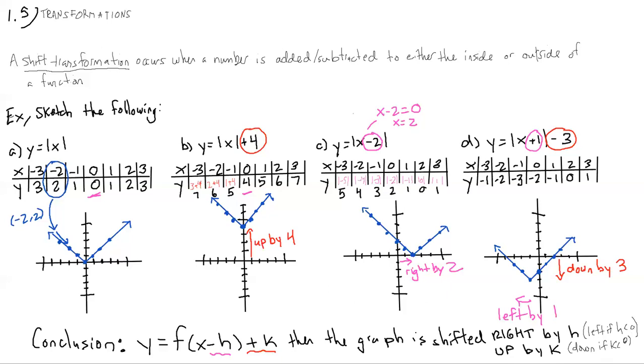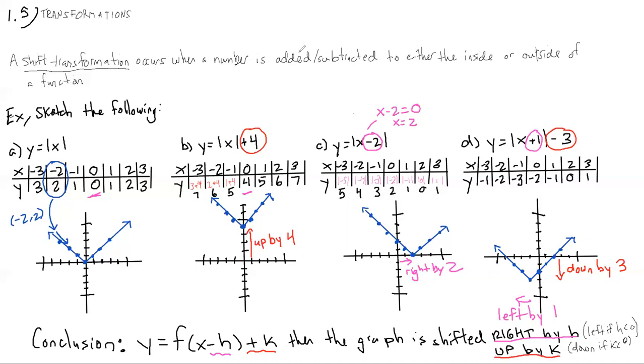Essentially, if that h is occurring on the inside, then it's strictly going to affect the horizontal of your graph. And if we have that k on the outside, it's going to affect the vertical of that graph.